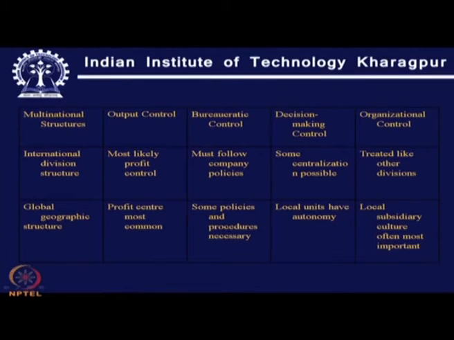And in global geographic structure, the profit center is most common. In bureaucratic control, some policies and procedures are necessary. In decision making control, local units have autonomy, and in organizational control, local subsidiary cultures are often most important. So, when you are taking care of the geographic structure, you have to give importance to the local culture and try to assimilate it into the culture of the organization. These are more important ways in which these two multinational structures take care of different issues.